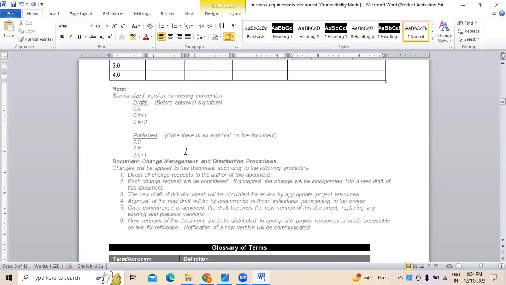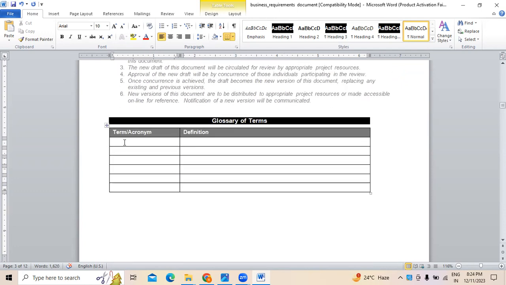Once the document revision history is done, the next is the glossary of terms. Glossary of terms means terminologies. Let's say, for example, we have used a word called AKITE. What does AKITE stand for? Cloud-based point of sale system. So this is what AKITE stands for, meaning the product name is AKITE. Now, for example, we have used a word called Azure. What is Azure? It's a cloud platform.